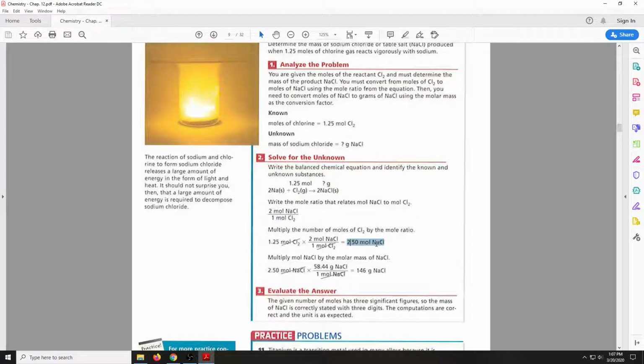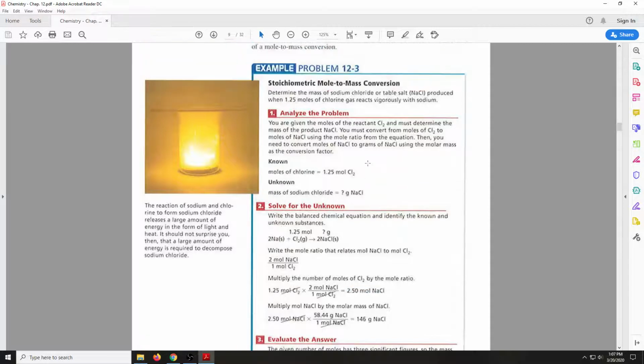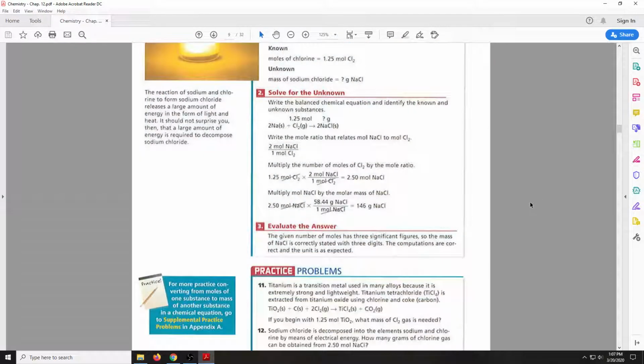If this was a mole-to-mole problem, you'd be done, but it's not. It is a mole to mass. So now we have to go from this to mass. And the way we do that is, everybody said, if you didn't say it, you get an F in this class. Everybody said, if I could hear you, I would give extra credit to those of you who said it. Just kidding. So we multiply NaCl by its molar mass.